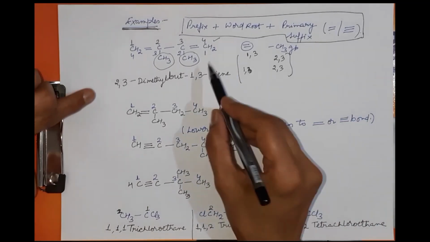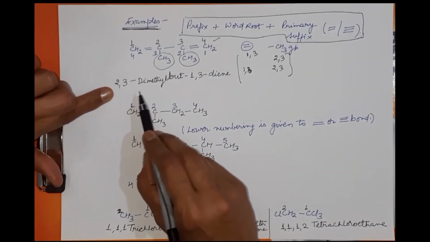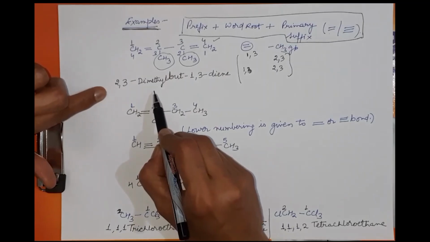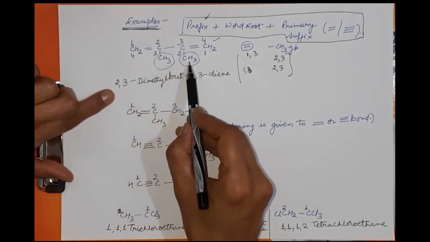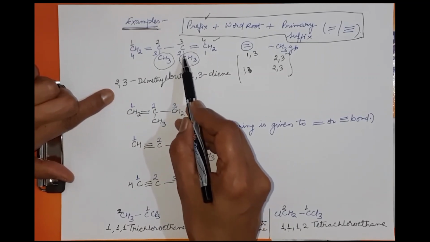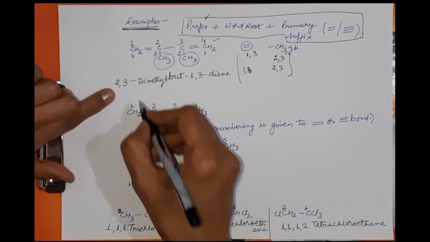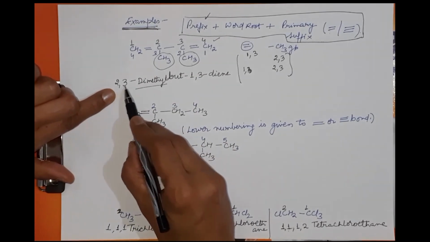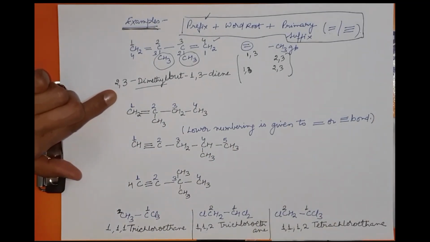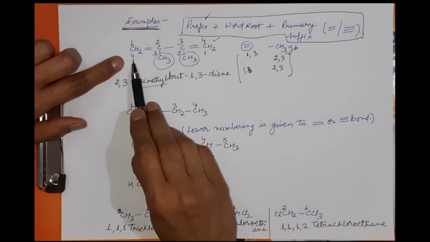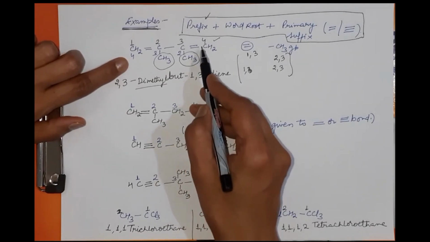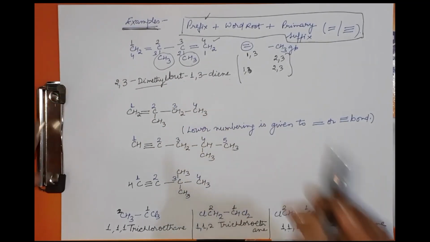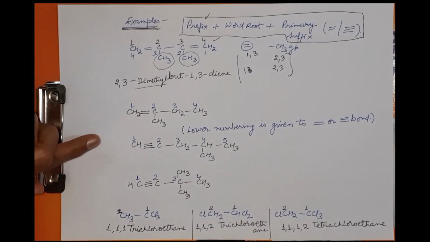So it is fine. We will write the name: first is the prefix. The prefix is this methyl group, 2,3-dimethyl. The name starts like this, 2,3-dimethyl. And because a 4 carbon chain is there, but-1,3-diene. So this will be the name of this compound.